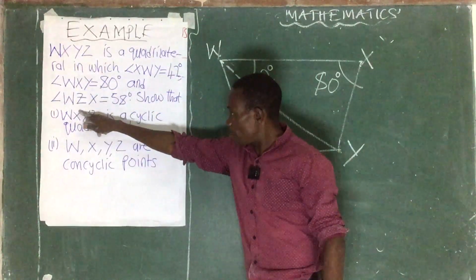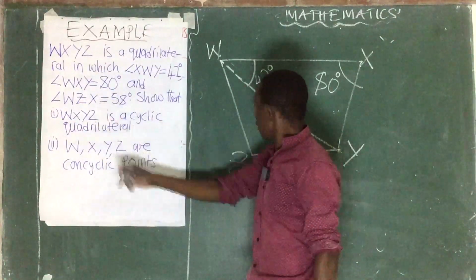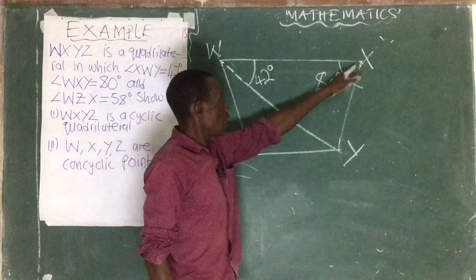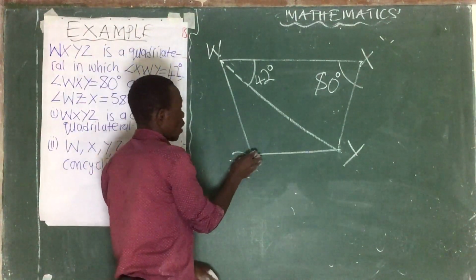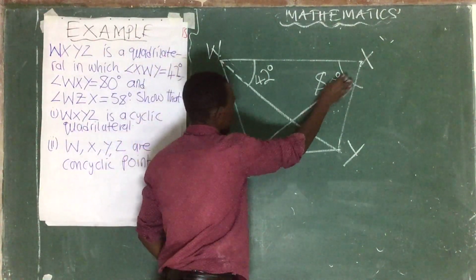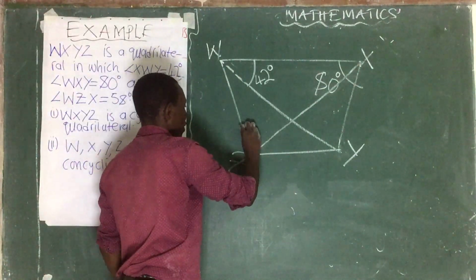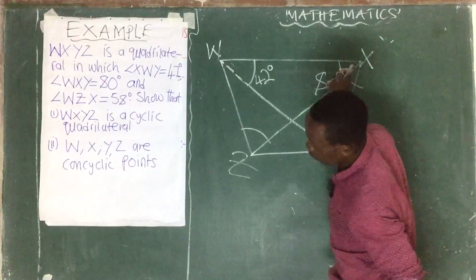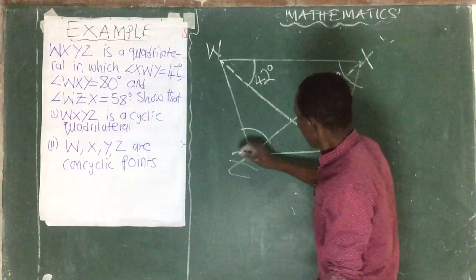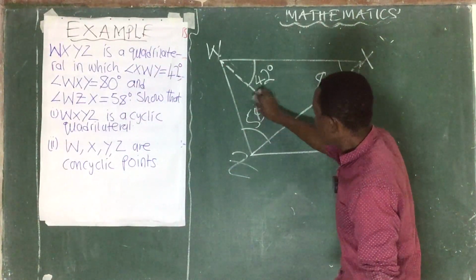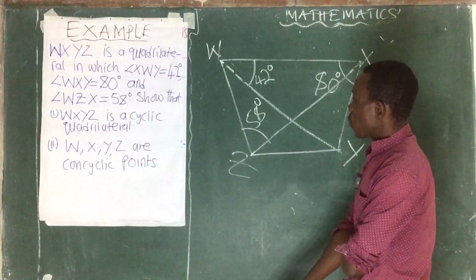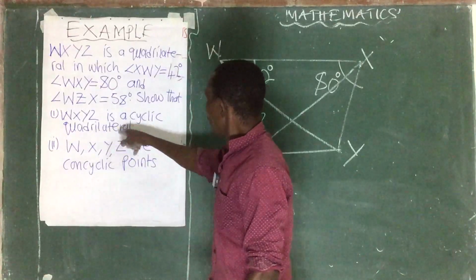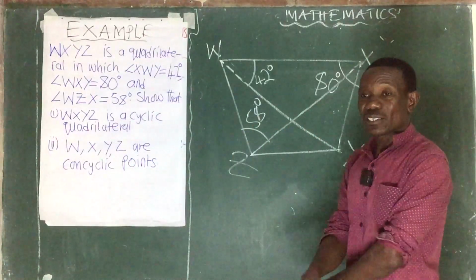And angle WZX, going this way, like this. That angle is this one, WZX, and it is 58 degrees. So we are asked to show that the quadrilateral is what?